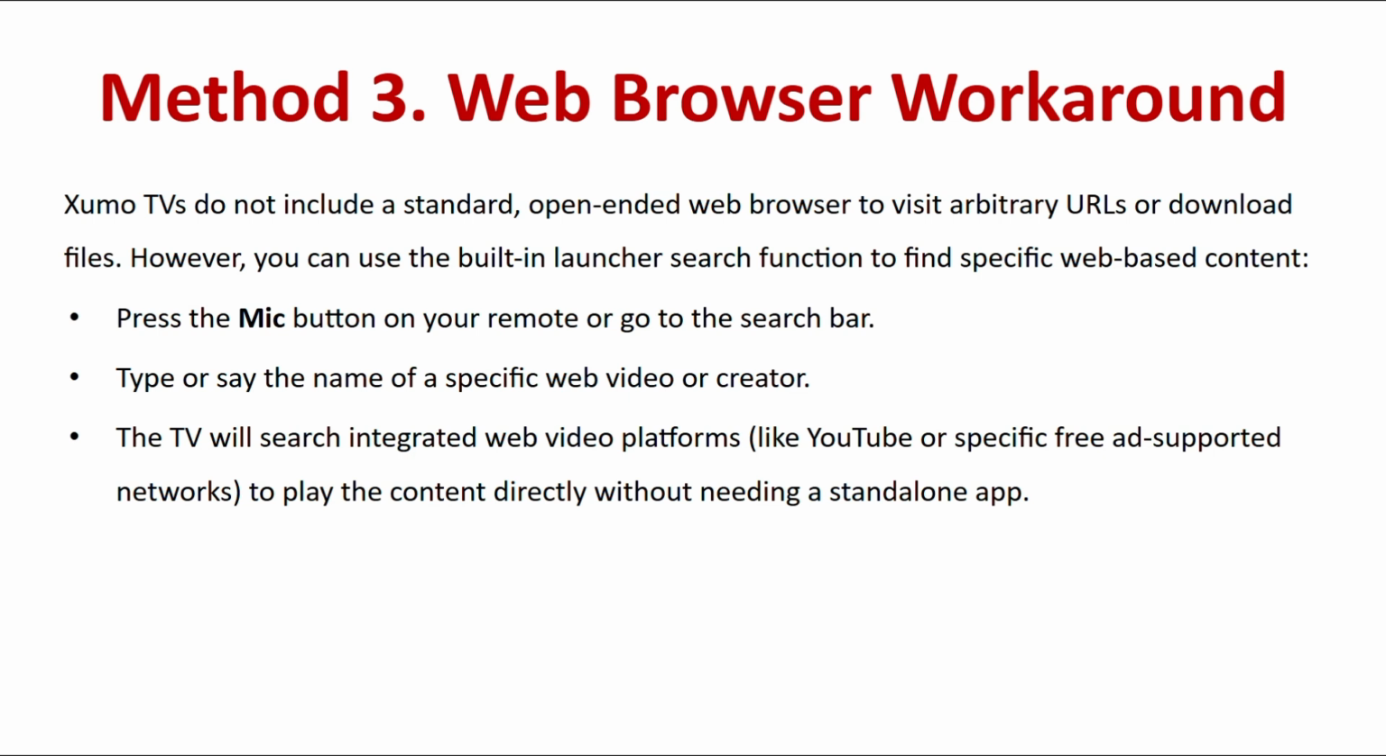Method 3. Web Browser Workaround. Press the mic button on your remote or go to the search bar. Then type or say the name of a specific web video or creator. The TV will search integrated web video platforms like YouTube or specific free ad supported networks to play the content directly without needing a standalone app.